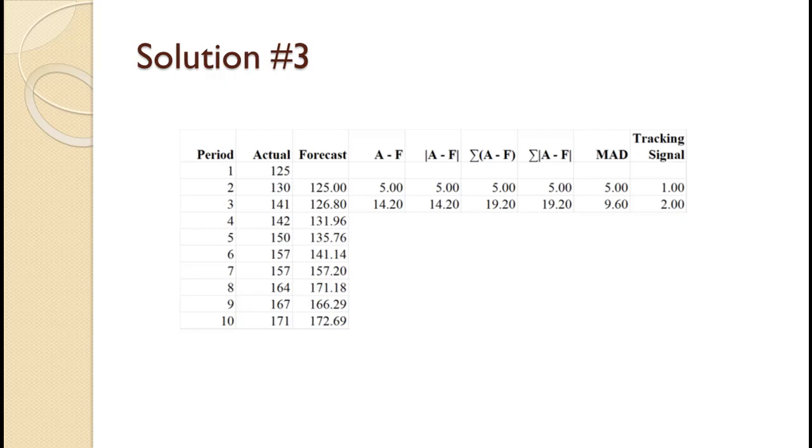The cumulative absolute value A minus F is 5 plus 14.2 equals 19.2. The MAD is the cumulative absolute value A minus F value of 19.2 divided by 2 equals 9.60. Finally, the tracking signal is the cumulative A minus F value of 19.2 divided by the MAD of 9.60 equals 2.00. For period 4, 142 minus 131.96 equals 10.04.